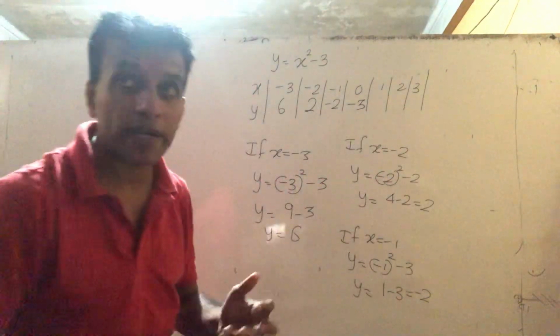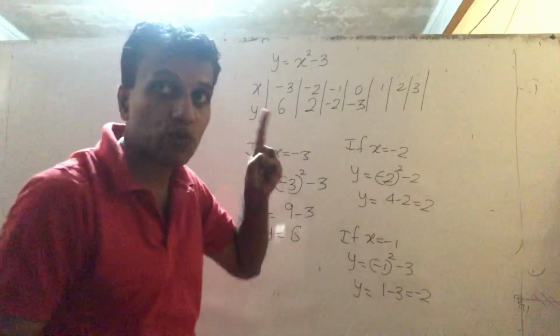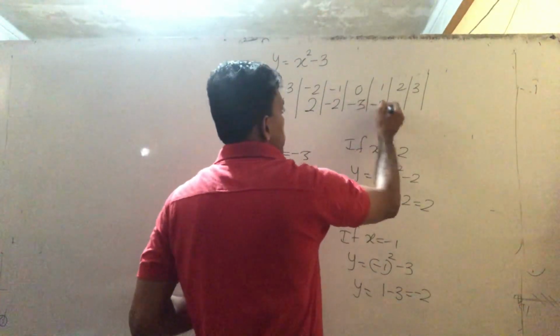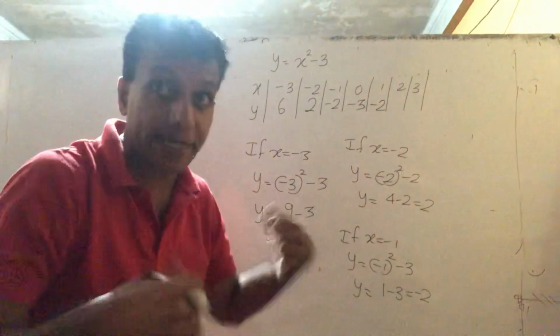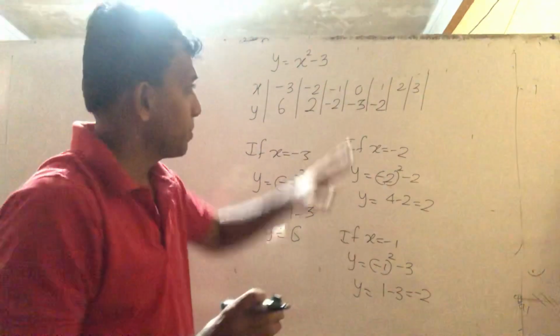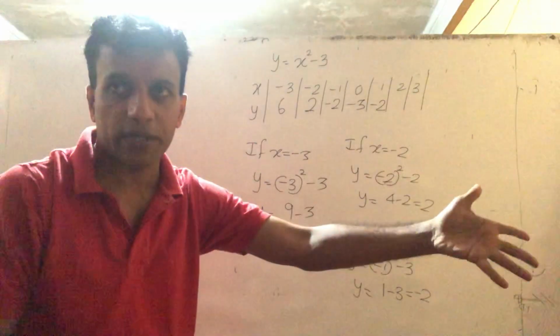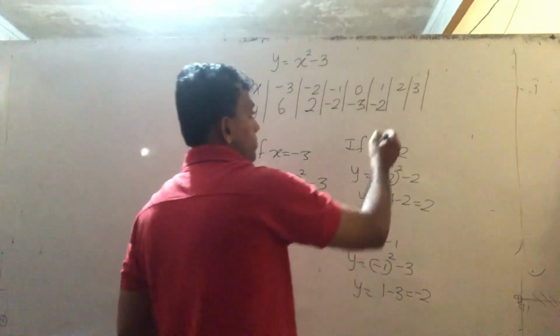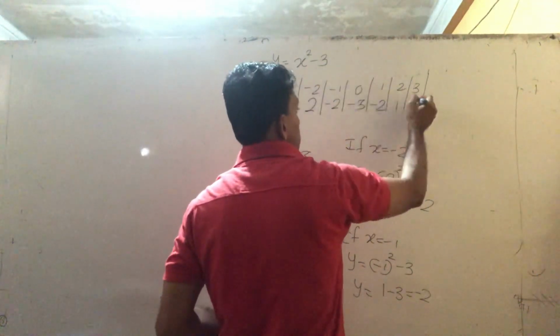If x is 1, 1 square is 1, 1 minus 3 is minus 2. Check and practice. This is a very important problem for the grade 10 syllabus. The same problem comes in your future papers. If x is 2, 4 minus 3 is 1, and for 3, 9 minus 3 is 6.